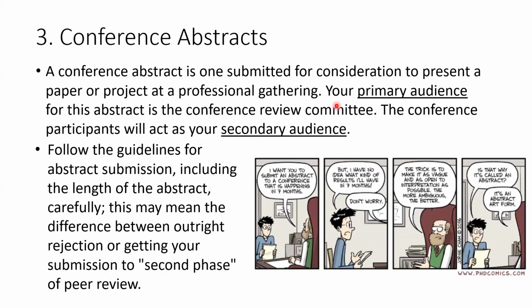Once you have your abstract, now the second point: follow the guidelines for abstract submission, including the length of the abstract, carefully. You have to read through the guidelines for abstract submission very carefully. This means the difference between outright rejection or getting to the second phase. If the conference organizer, the review committee, are not happy with the submission, they reject it right away, right? So once accepted, they will publish it in a conference booklet, right?